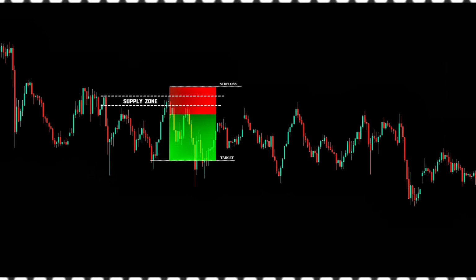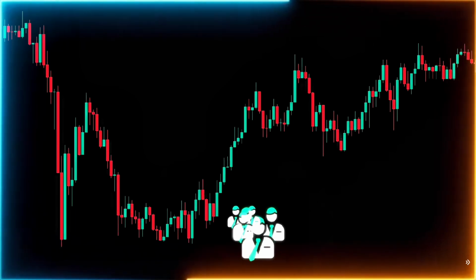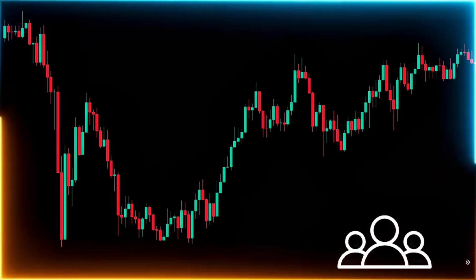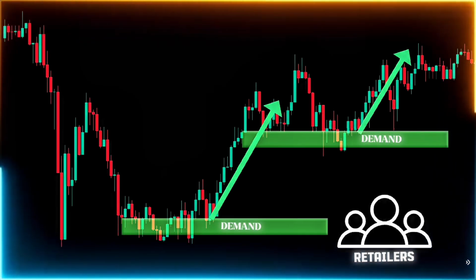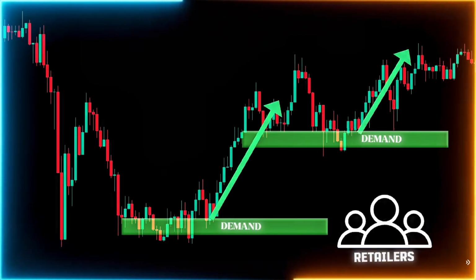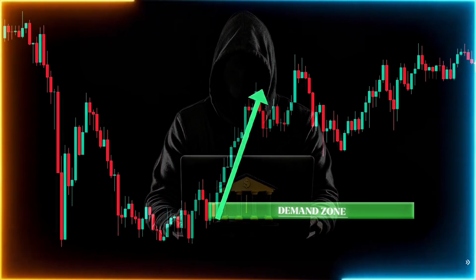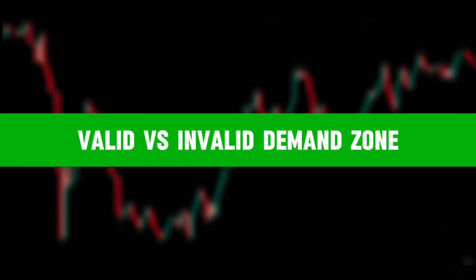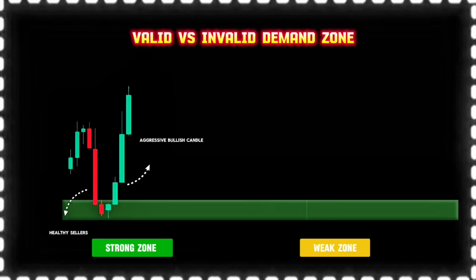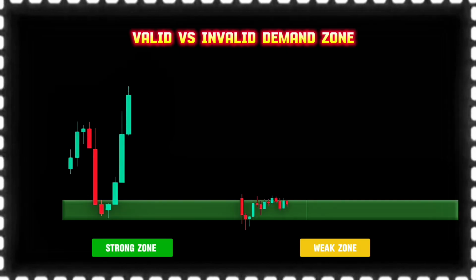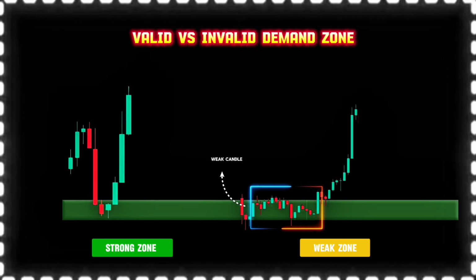Let's flip the chart and talk about the demand zone, the area where institutions place aggressive buy orders. Most retail traders think demand is just any level where price bounced before, but real demand is not just a bounce. It is where the market reversed with power because big money stepped in to buy. A strong demand zone creates a sharp V-shaped reversal, not slow choppy candles. If price ranges inside the zone, forms too many wicks, or comes back again and again, the zone is weak.